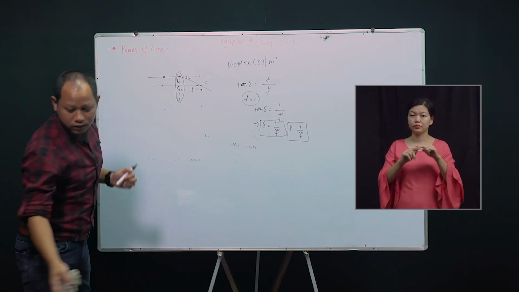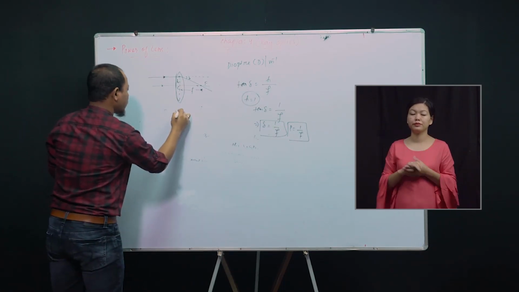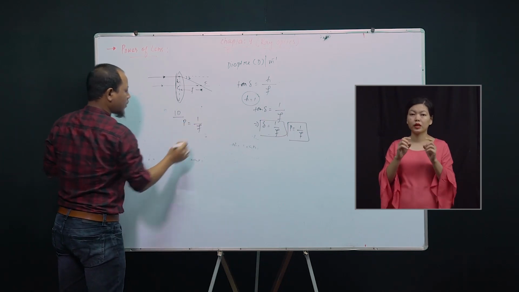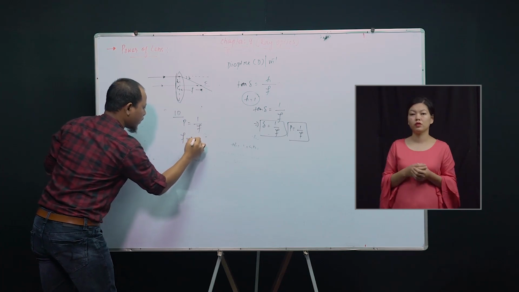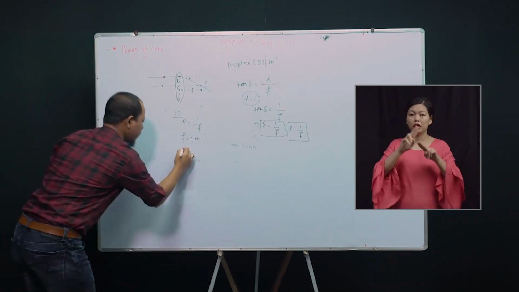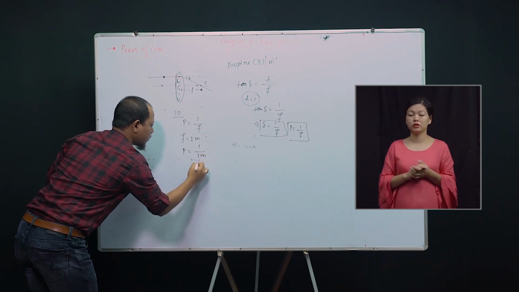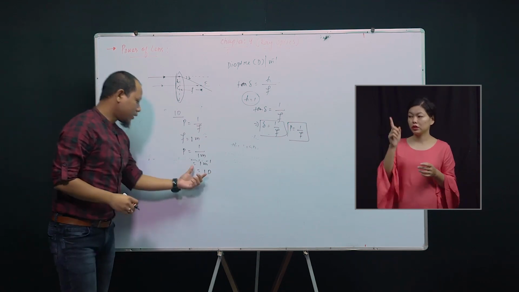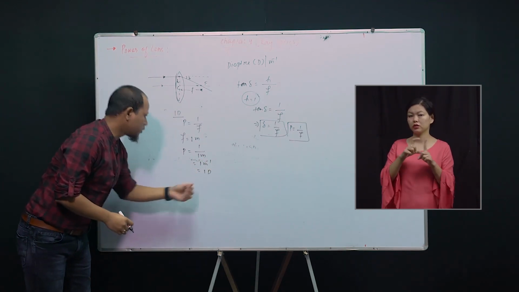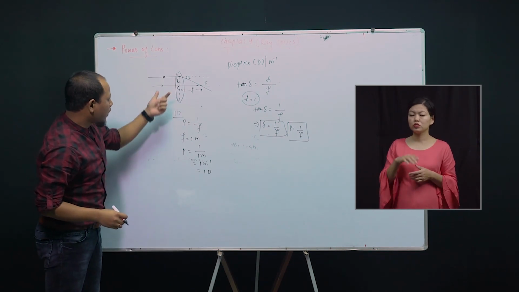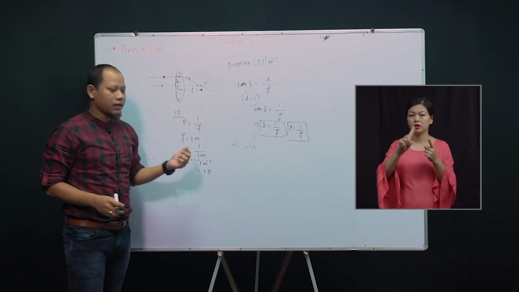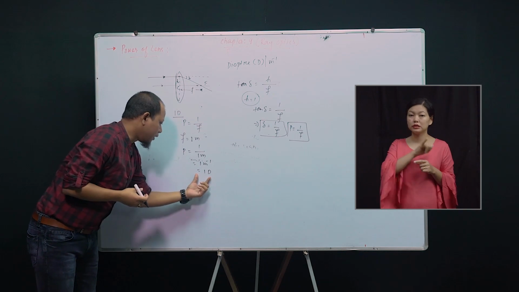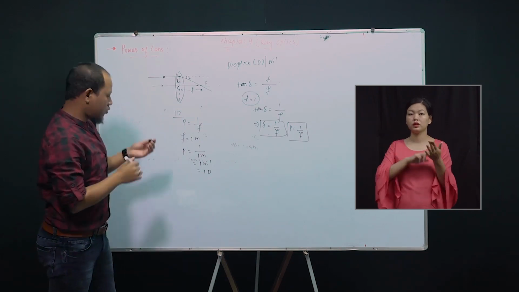Let me give you the definition. We have P equal to 1 by f. Now if I take f equal to 1 meter, then P equals 1 by 1 meter, so 1 meter inverse is nothing but 1 diopter. So 1 diopter is the power of a lens which has a focal length of 1 meter. Is it clear? This is about the power of lens.